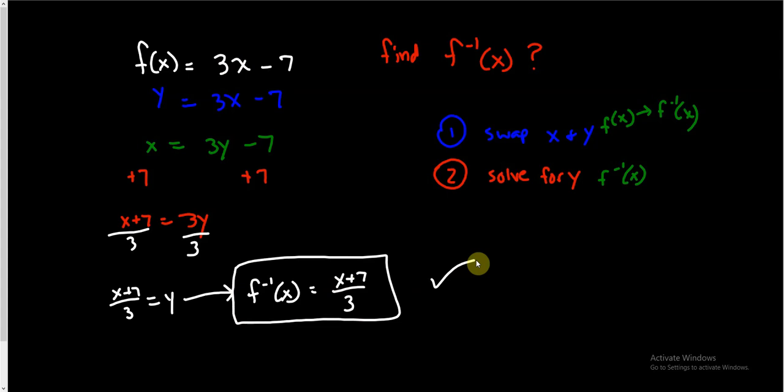And that's as simple as it is. That wasn't very hard. So I like to use the y's, but you could have done it with f of x's. But swap the spots of the inputs and outputs, the x's and y's, and then solve so that I have y equals, or f of x equals.